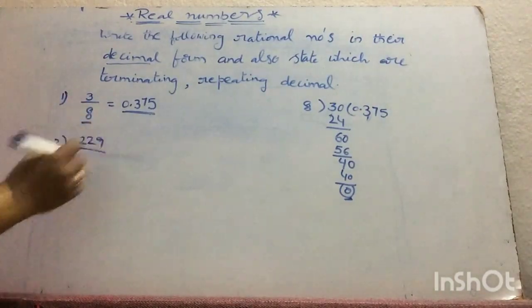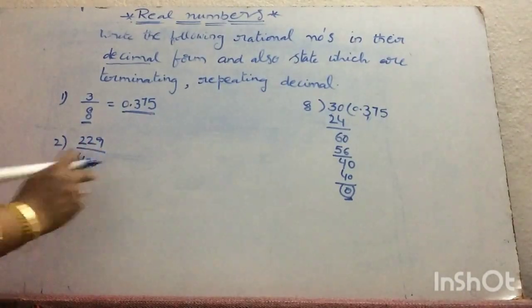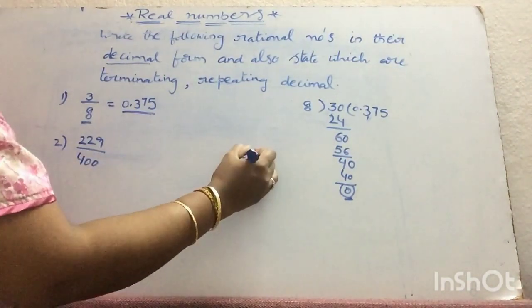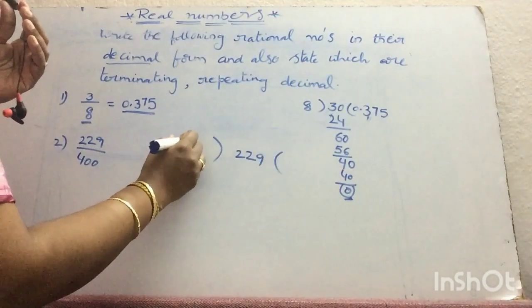And one more example, 229 by 400. Now I will write 229 divided by 400.